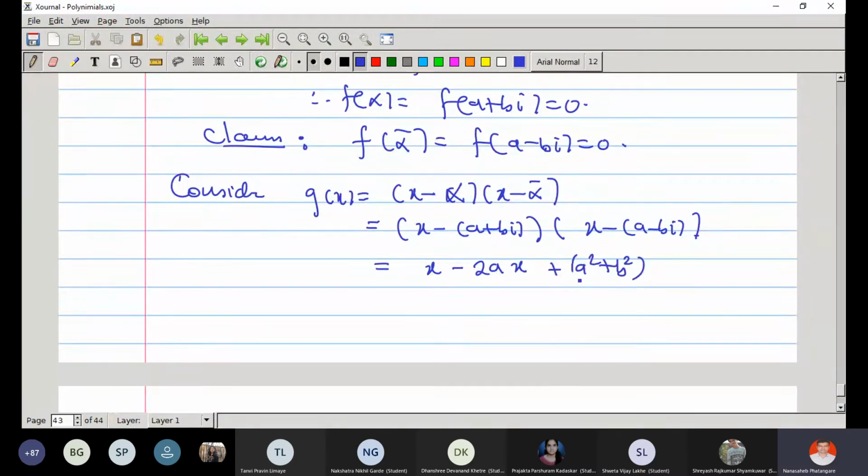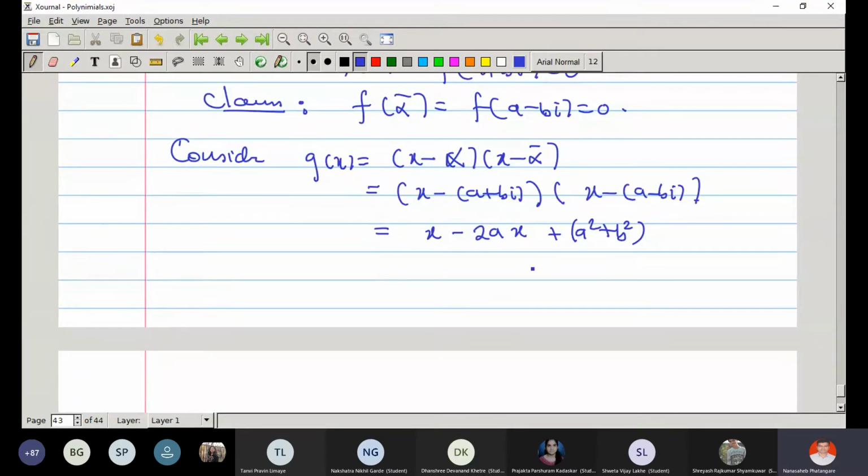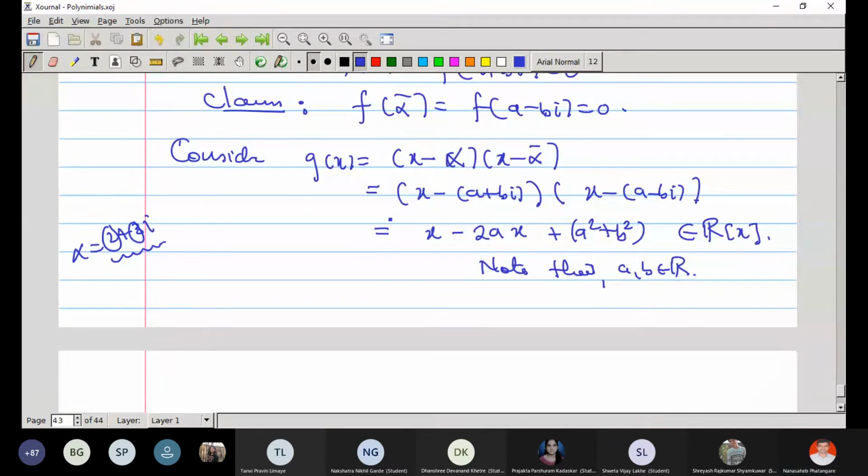What are numbers a and b? A and b are real numbers. When I say alpha is equal to 2 plus 3i, then 2 and 3 are real numbers, but together this is a complex number. So a and b are real numbers. So g(x) is in R[x]. Fine. So now we divide by the division algorithm.